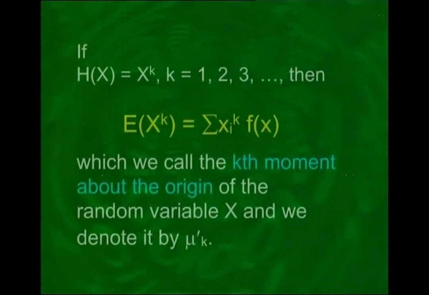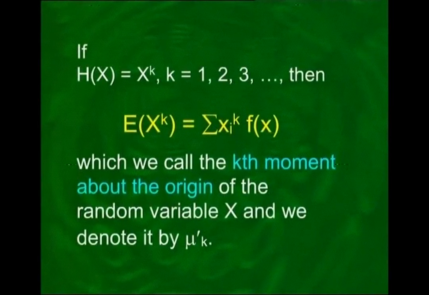To students, jo higher moments hain, the third moment, the fourth moment and so on, of course they can also be computed in the same manner. As you now see on the screen, if h of x is equal to x raised to k, where k is 1, 2, 3 and so on, then expected value of x raised to k is equal to sigma x raised to k into f of x. And this is called the kth moment about the origin.